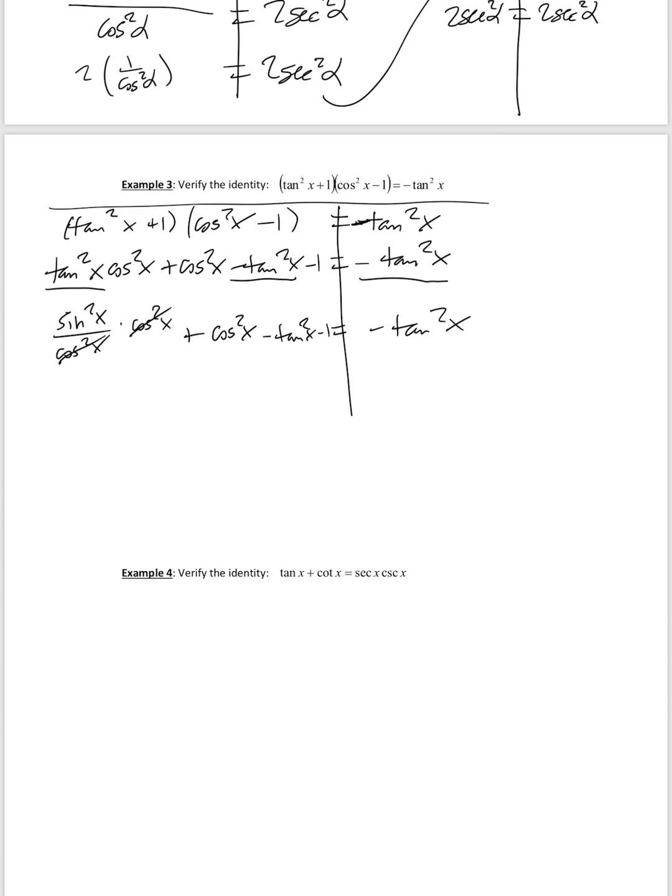Cosine squared cancels here, because that denominator was 1. And so I'll end up with sine squared plus cosine squared minus tangent squared minus 1 equals negative tangent squared x.